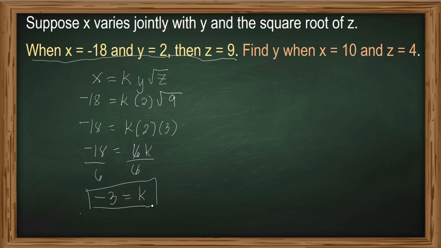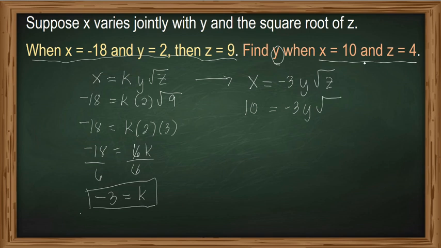Then after that, we write the equation of variation. We have x now is equal to, our k is negative 3. So we have negative 3 times y times the square root of z. We make use of this equation to solve for y when x equals 10 and z equals 4. So when x equals 10, substitute, copy negative 3, y is unknown, so just copy it, square root of z, and that is 4.